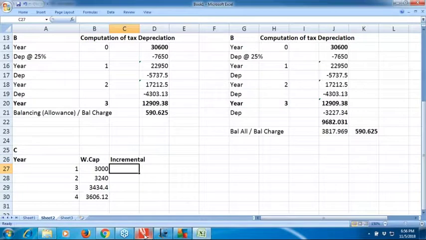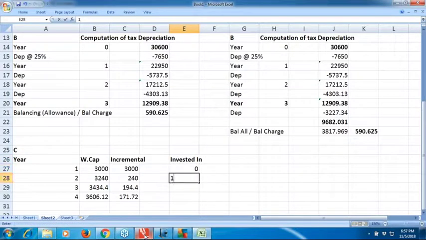Now, what is going to happen? The incremental working capital is going to be like this. The first year is going to be 3,000. The second is going to be this minus the opening. Then this minus opening, and then this. Now, when would this working capital be invested? These are going to be invested in year zero, year one, year two, and then year three. So some in year zero, some in year one, some in year two, some in year three.